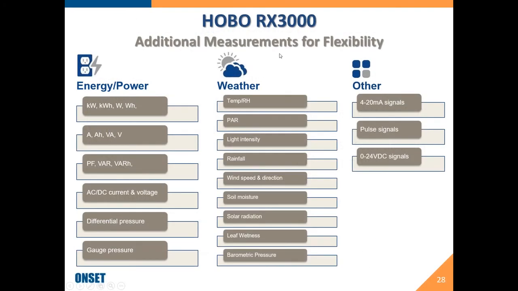There are additional measurements for the RX3000: power measurements, energies, voltages, currents, differential pressures, gauge pressures, all kinds of different measurements that you can make. The weather, of course, temperature and relative humidity, and any kind of weather station configuration that you'd like to maintain. And again, for the general purpose, the 4 to 20 milliamp signals, pulse signals, and also up to 0 to 24 volts DC input signals from various sensors.